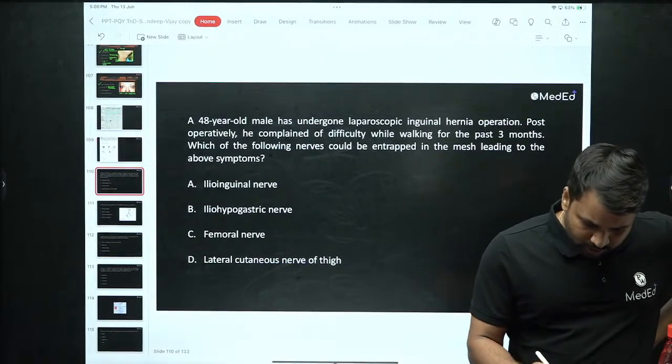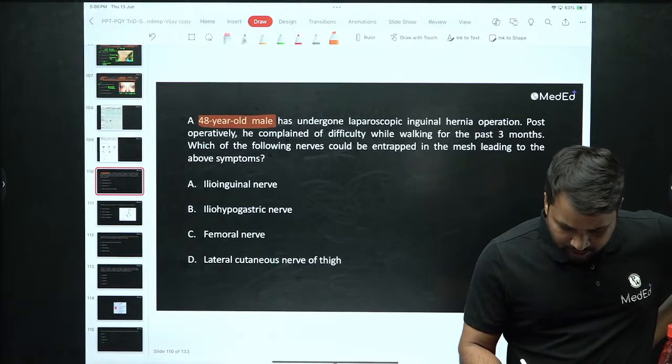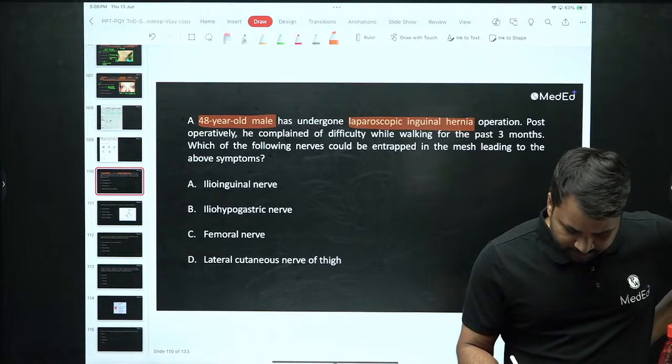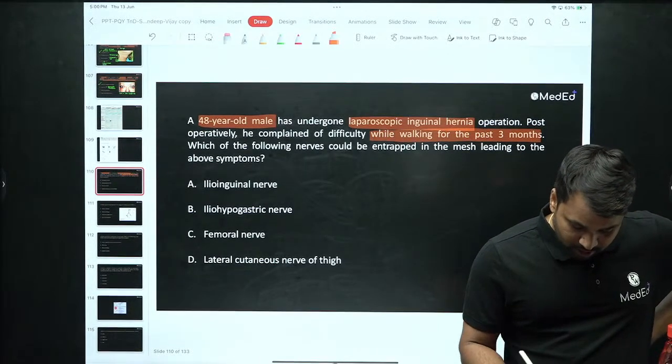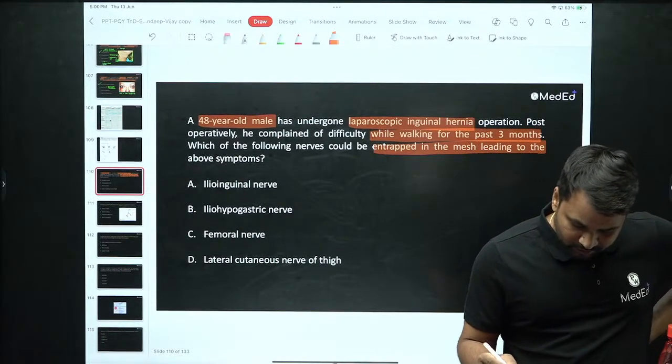Okay, let's go to the next question. I have a 48-year-old male who underwent a laparoscopic inguinal hernia repair. Post-operatively, he complains of difficulty while walking for 3 months. Which of the following nerves can be entrapped in the mesh leading to the above symptom?